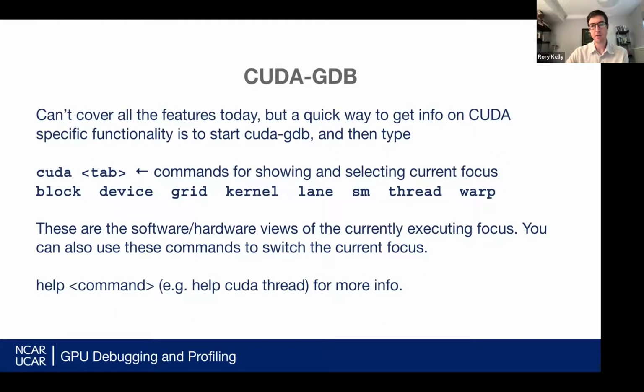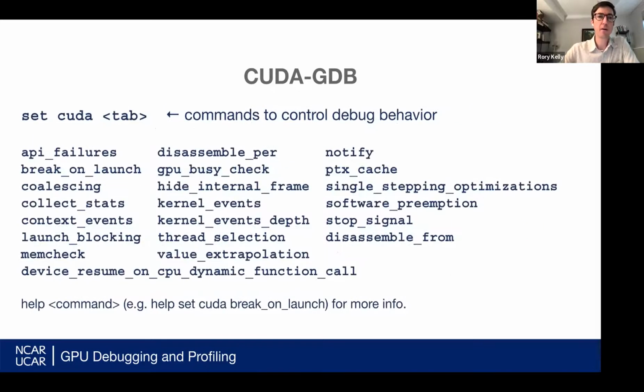Additionally, you can see the hardware side. So what SM and what lane does that correspond to on the device? That sort of information lets you see exactly where a problem is. And you can also say, hey, I want to look at a specific thread to see what that thread is doing. There are also some commands that control the behavior of the debugger.